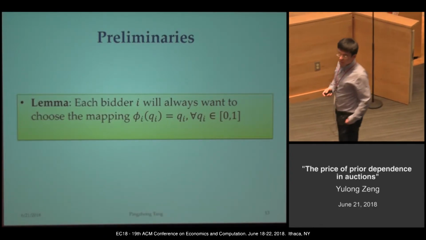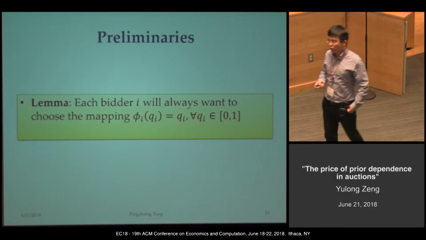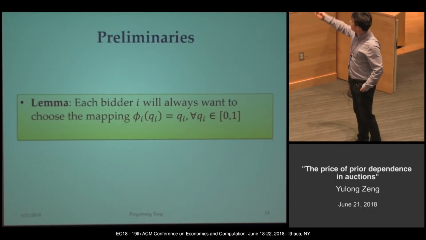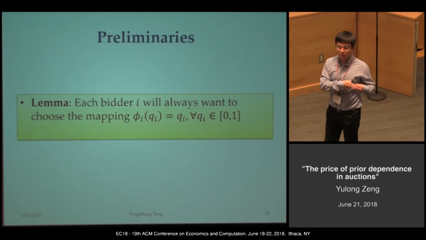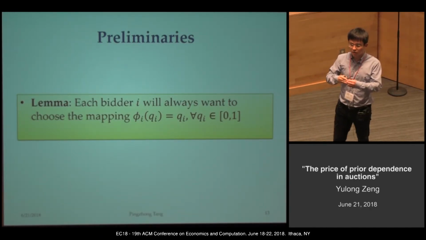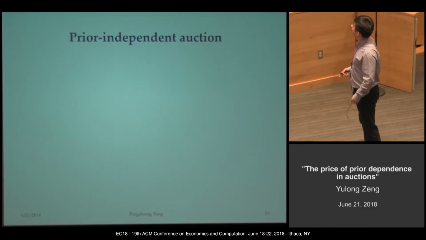So the first lemma is that you don't have to worry about this mapping. It will always be the case that it's optimal for each bidder to bid phi_i(q_i) = q_i, which means that you will map the lowest quantile of valuation to the lowest quantile of your fixed distribution, and the highest quantile to the highest quantile, okay? So you don't have to worry about the mapping.